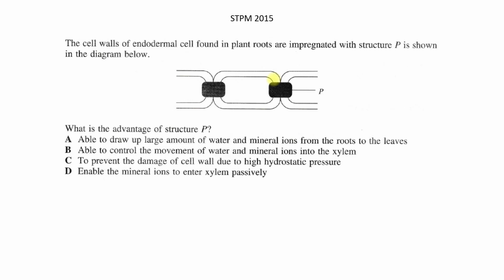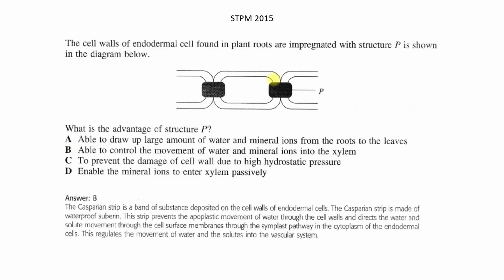So A, I don't think so. Do you think so? The answer is A. What about B? What about C? What about D? Obviously the answer would be B: able to control the movement of water and mineral ions into the xylem.